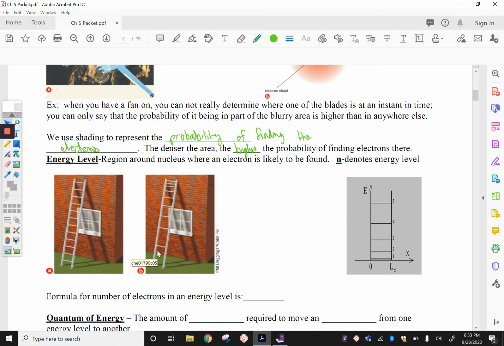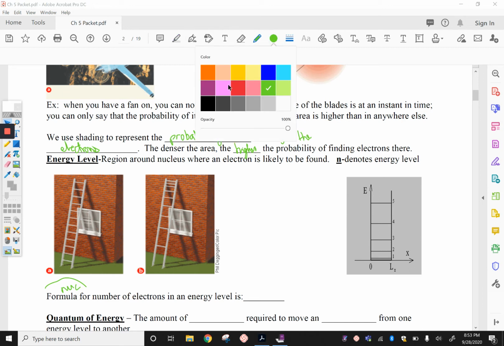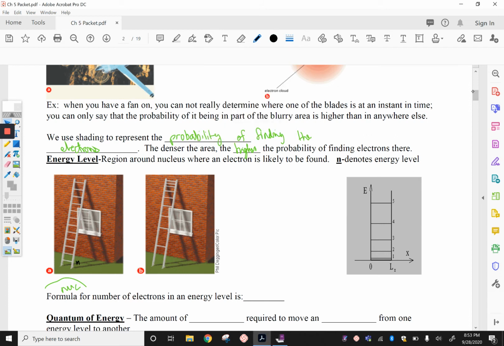Now, when we think of rungs of a ladder, a regular ladder looks like this, right? So if you think of this as your nucleus right here, maybe this would be your first energy level, n equals 1, n equals 2, n equals 3, and so on. In reality, it doesn't really look like this. It looks more like this.